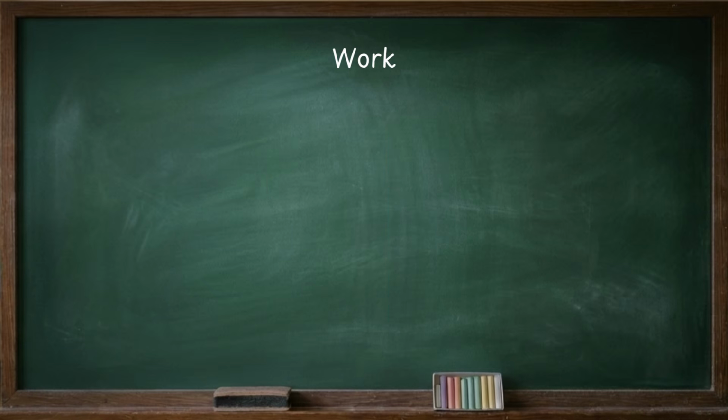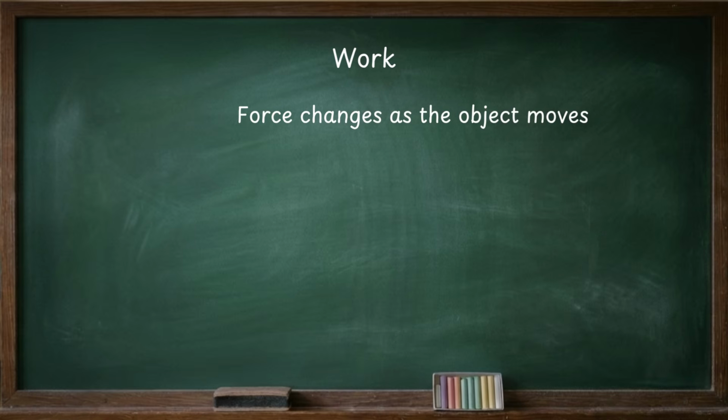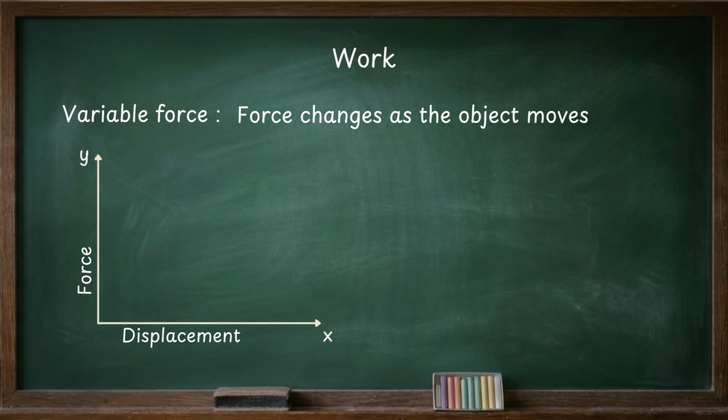So far, we have learned about the work done by a constant force. But what happens if the force is not constant and changes as the object moves? This is called a variable force. To calculate work in this situation, we use a force displacement graph. We plot force on the vertical y-axis and displacement on the horizontal x-axis. The total area enclosed by the variable force line and the x-axis gives the work done.